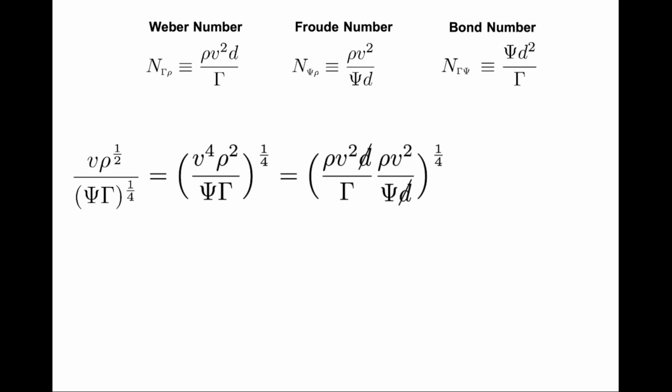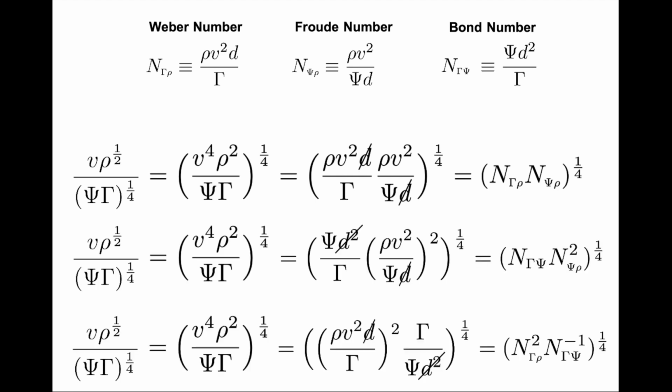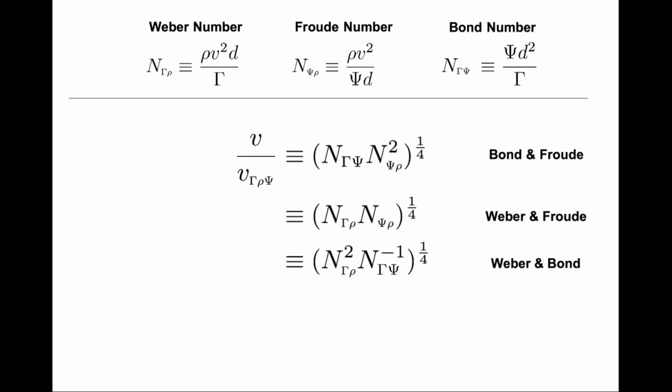Say the Weber and Froude numbers. The scaled wave speed can then be given as the product of the Weber and Froude raised to the power 1/4. We'll leave it as an exercise for you to check that the dimensionless speed can also be given from the Bond and Froude, or from the Weber and Bond. So the properly scaled speed can be expressed from any pair of simple dimensionless numbers.